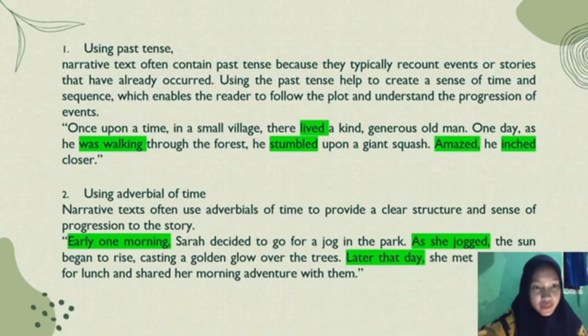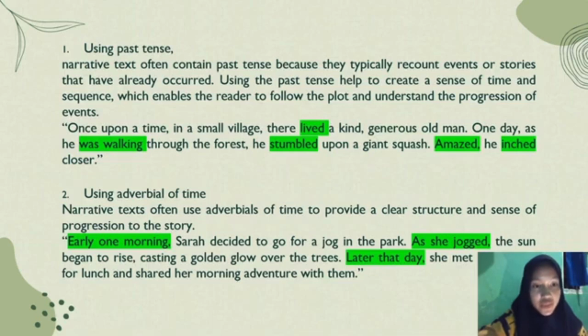For example, once upon a time, in a small village, there lived a kind, generous old man. One day, as he was walking through the forest, he stumbled upon a giant's quest. Amazed, he inched closer. So, here the past tense used is lived, was walking, stumbled, amazed, and inched.